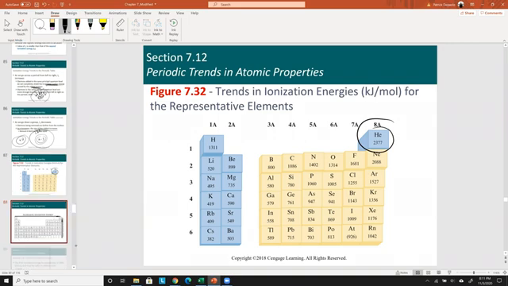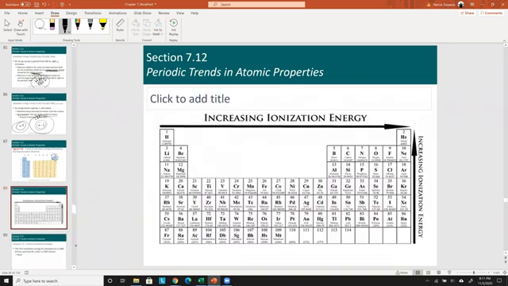And here's another way of writing the trend. Increasing going left, increasing is going top right. Top right is high, bottom left is low. Think of it like that.